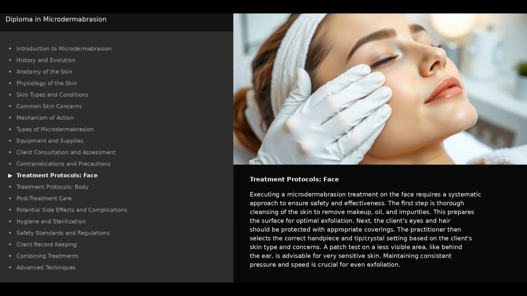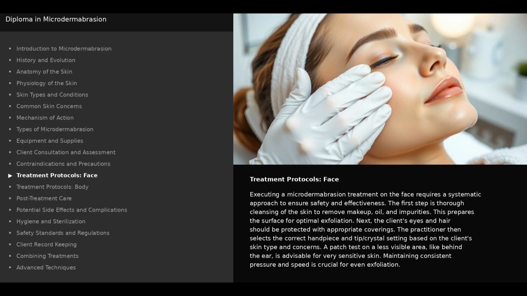Treatment protocols. Face. Executing a microdermabrasion treatment on the face requires a systematic approach to ensure safety and effectiveness. The first step is thorough cleansing of the skin to remove makeup, oil, and impurities. This prepares the surface for optimal exfoliation. Next, the client's eyes and hair should be protected with appropriate coverings.